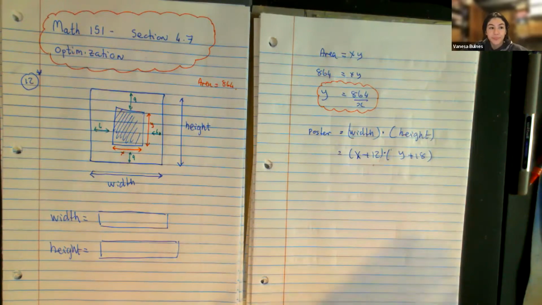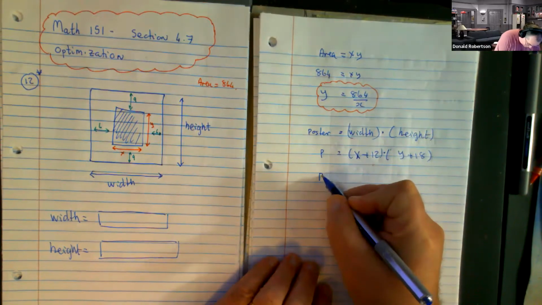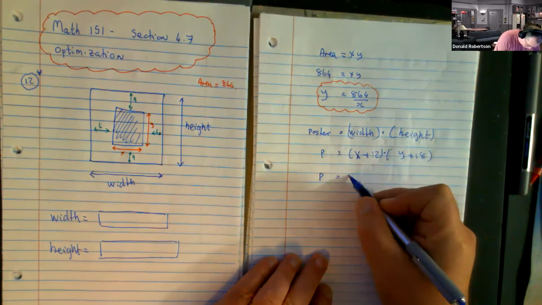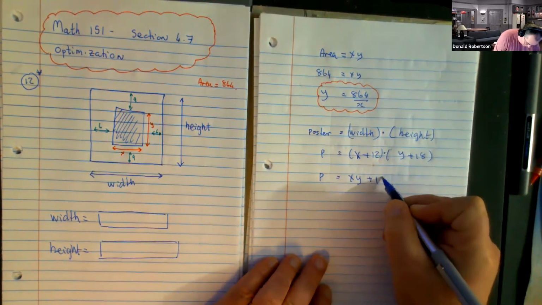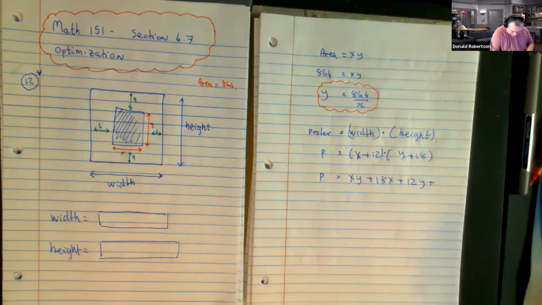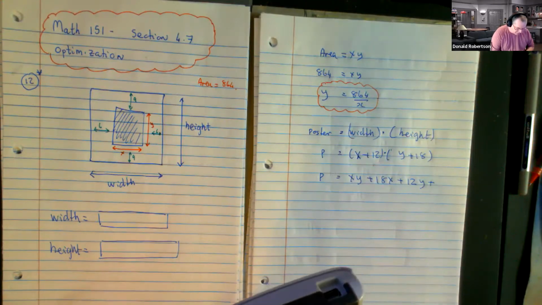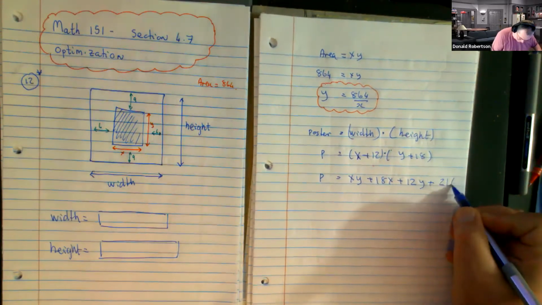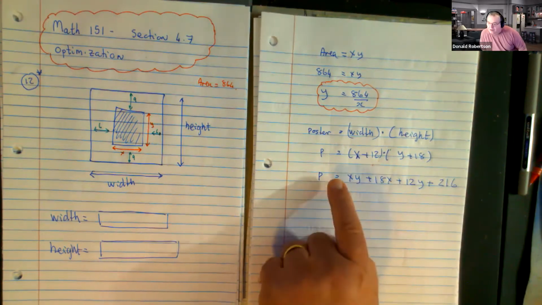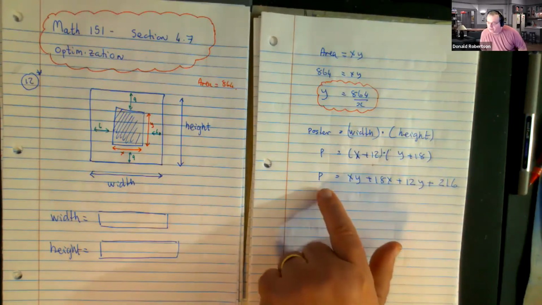Okay. And I'll call that P for the poster's area. And I'll multiply this out, I think. So with FOIL, I'm going to get xy plus 18x plus 12y plus whatever 12 times 18 is, which I'm not going to risk in my head, is 216. This, by the way, is our optimization function. This is the one that we're trying to minimize in this particular question, make as small as possible.